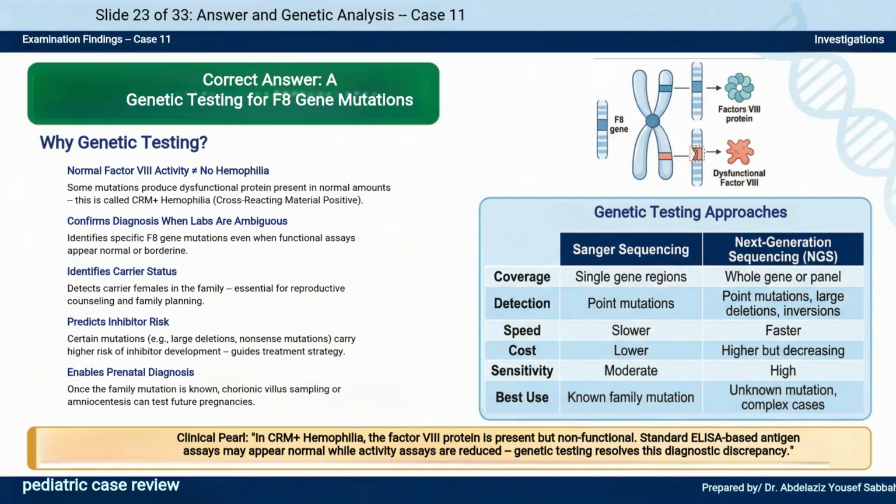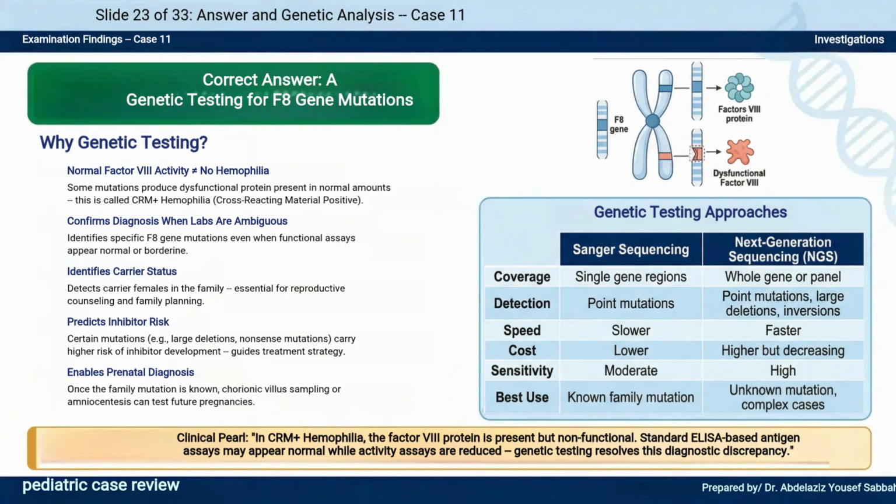A normal factor VIII activity level does not exclude hemophilia A because some mutations produce a dysfunctional protein that is present in normal amounts. This condition is called cross-reacting material-positive hemophilia, where the factor VIII protein is present but non-functional. Standard antigen assays may appear normal while activity assays are also paradoxically normal, yet the patient bleeds. Genetic testing resolves this diagnostic discrepancy.